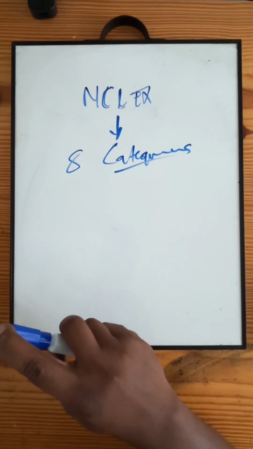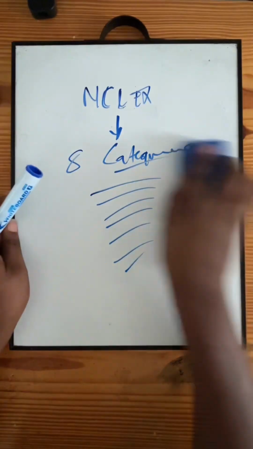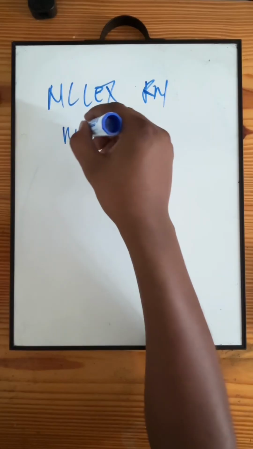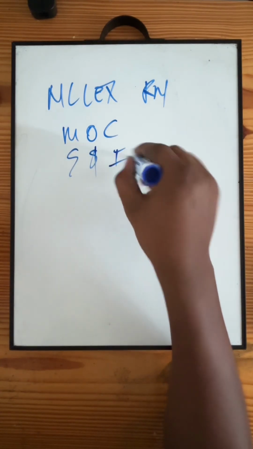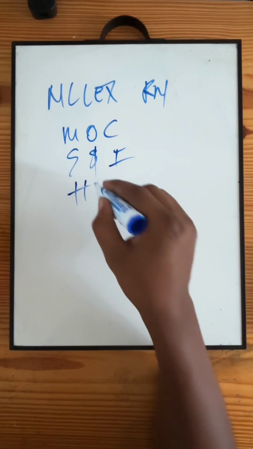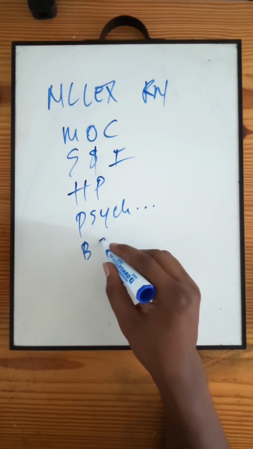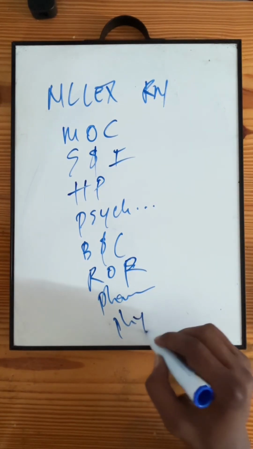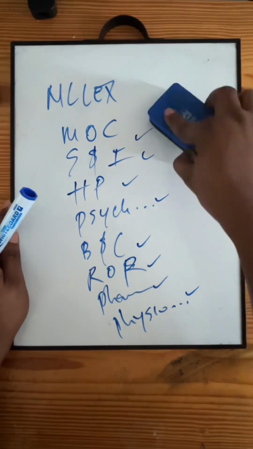Each of these categories has its content, right? Let's do the NCLEX RN. For the NCLEX RN, we have management of care. I'm just going to put it in short. Management of care. We have safety and infection control. We have health promotion. We have psychosocial. We have basic care and comfort. We have reduction of risk. We have pharmacology, and we have physiological adaptation. So 1, 2, 3, 4, 5, 6, 7, 8. So this is 8.